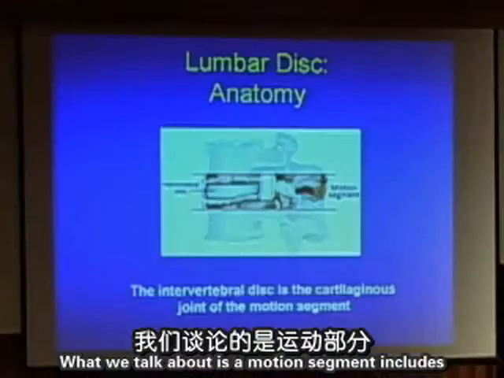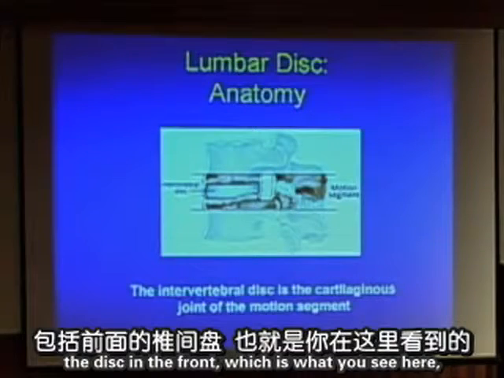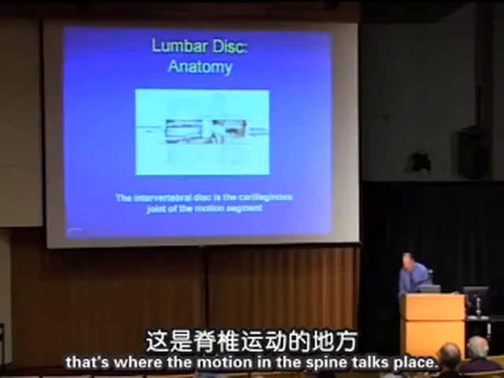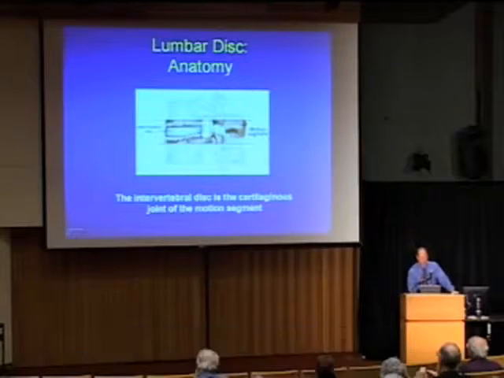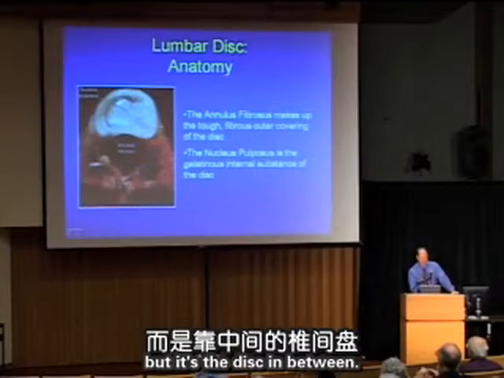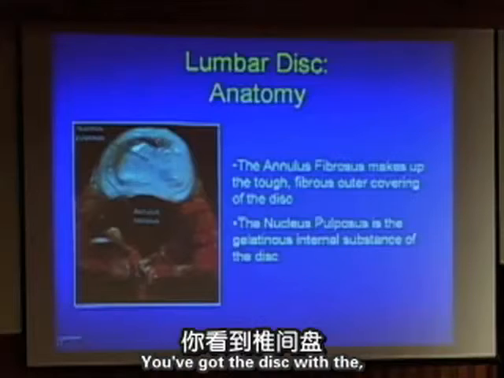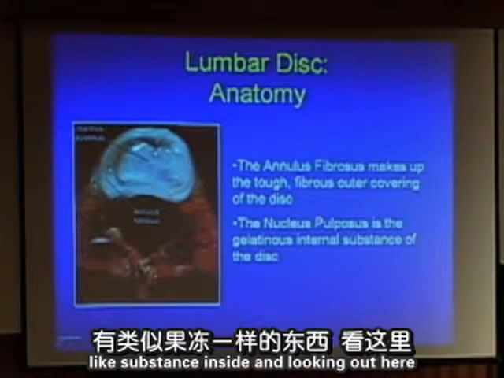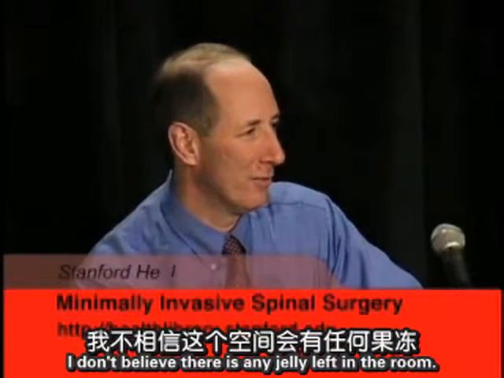What we talk about as a motion segment includes the disc in the front, which is what you see here, and the ligaments and joints in the back. And that's where the motion in the spine takes place. So the vertebrae, the bones obviously don't move, but it's the disc in between. This is obviously a very young person. You've got the disc, it's a cadaver specimen, with the jelly-like substance inside. And looking out here, I don't believe there's any jelly left in the room.